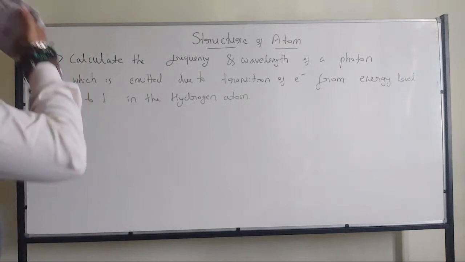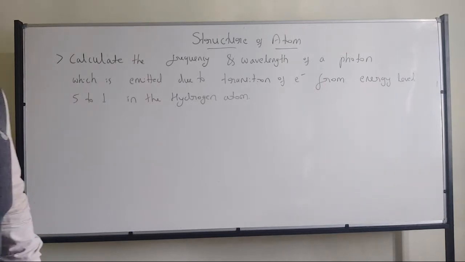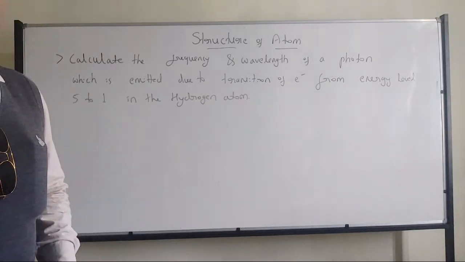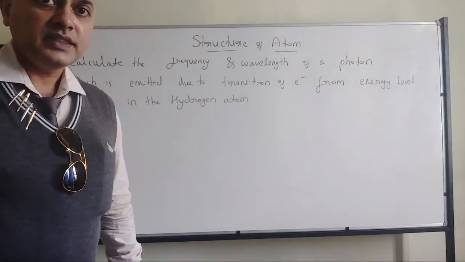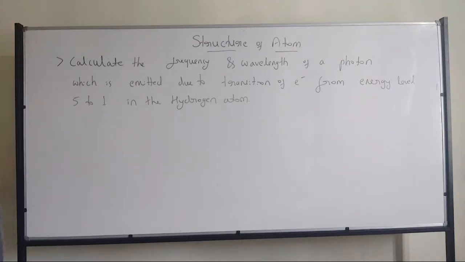Okay. So what is that? Calculate the frequency and wavelength of a photon which is emitted due to transition of electron from energy level 5 to 1 in the hydrogen atom. Fine. So can any one of you solve this one? Yes. So this is the question. You have to calculate two things: one is frequency and one is wavelength, as in yesterday's problem.